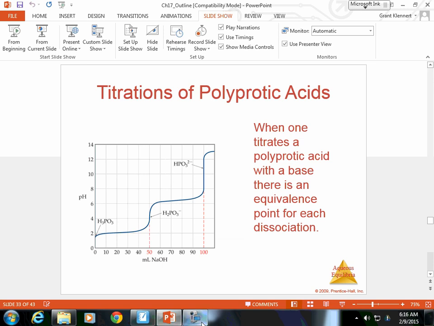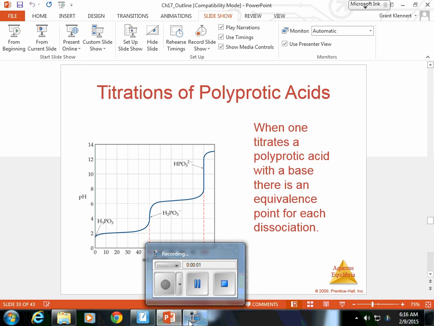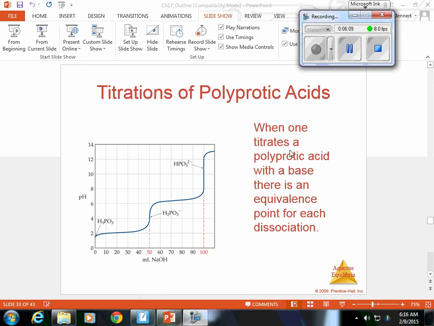So nothing new there. Like I mentioned before, we are going to do a titration calculation in class on the 17.2 worksheet. So this concludes section 17.2.